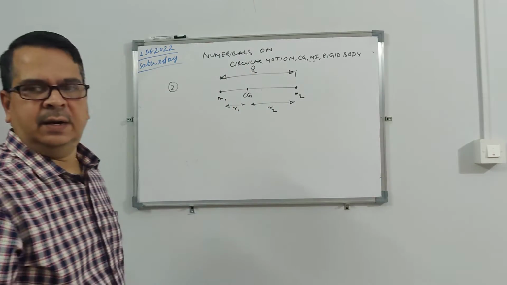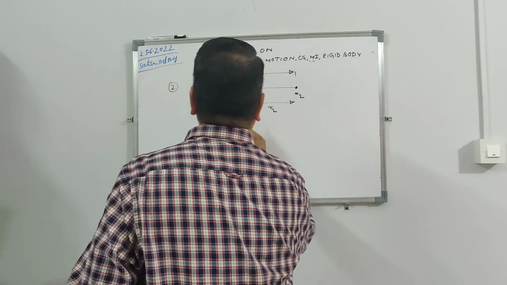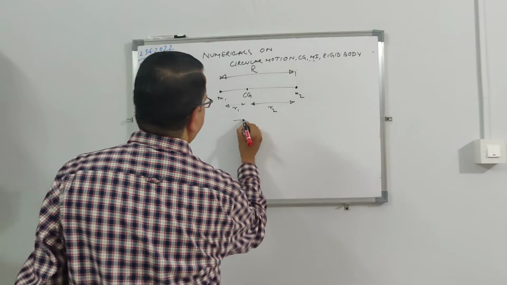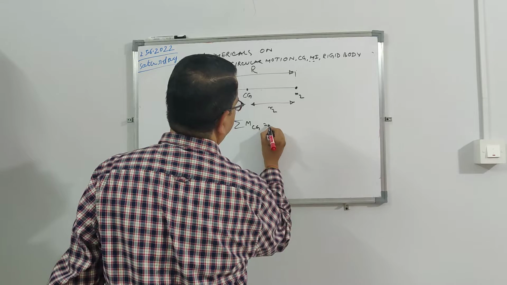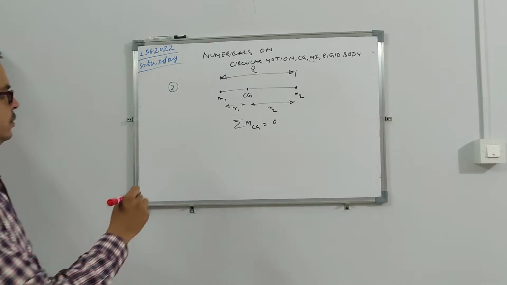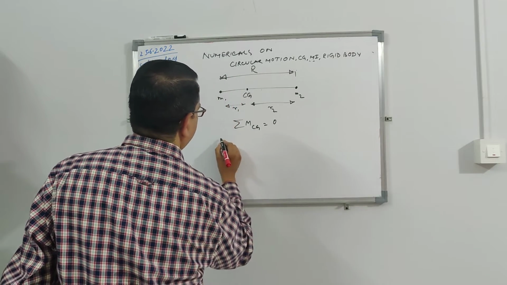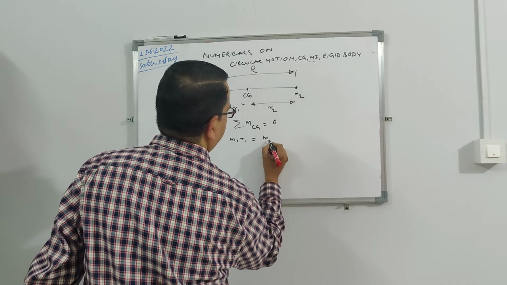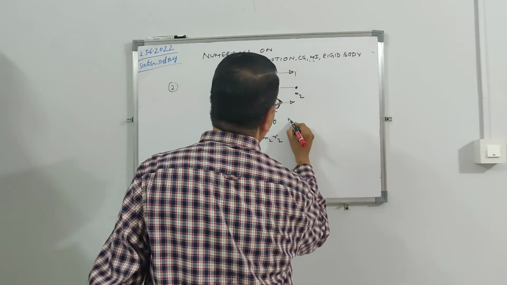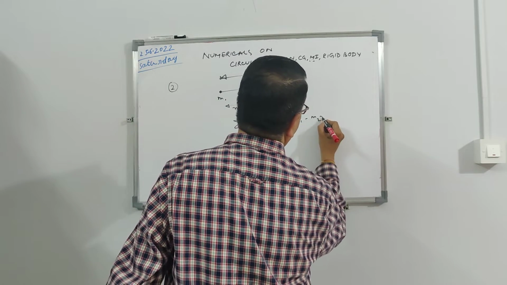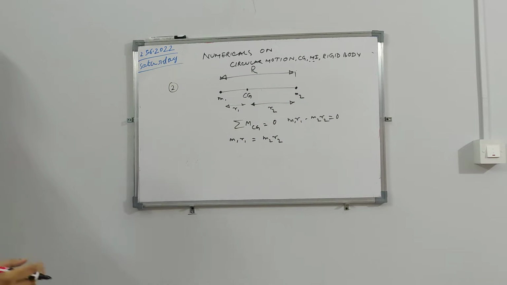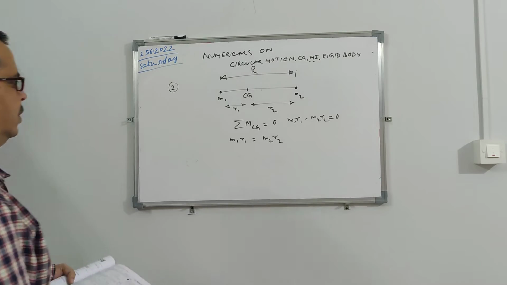So the moment about the CG will be 0. When the system is in equilibrium, the sigma moment about CG or any point in the system is equal to 0. So writing this equation, it will become m1 r1 is equal to m2 r2. Why? Because m1 r1 minus m2 r2 is equal to 0, because the total moment in a system in equilibrium will be equal to 0. So m1 r1 is equal to m2 r2.